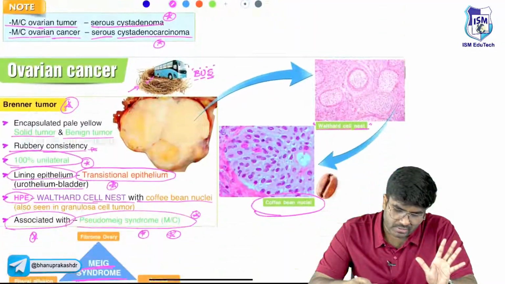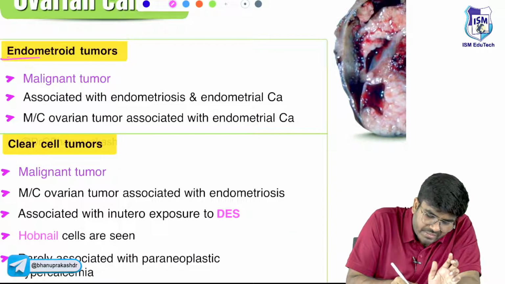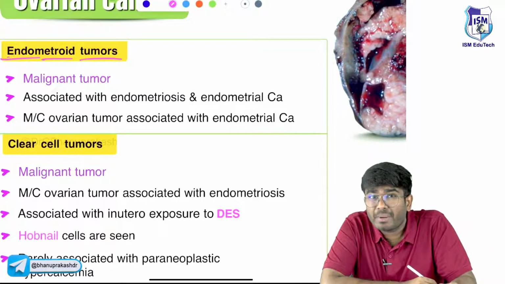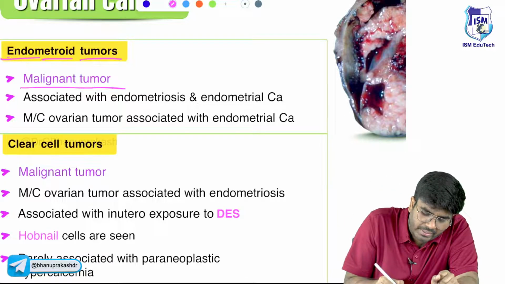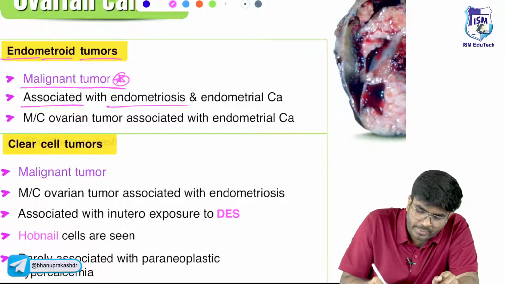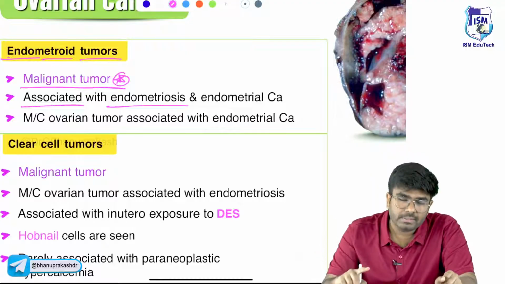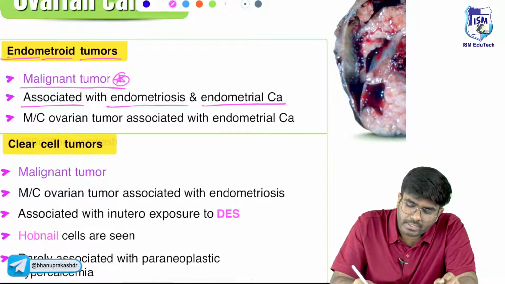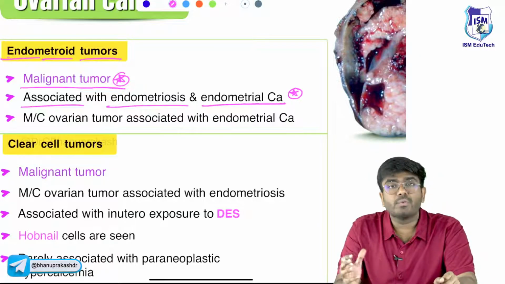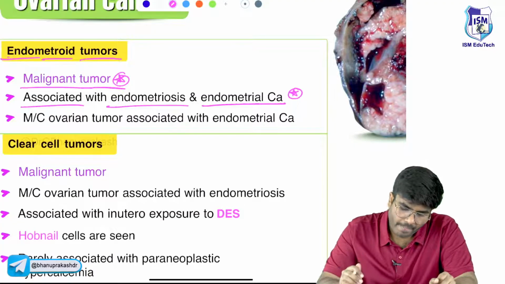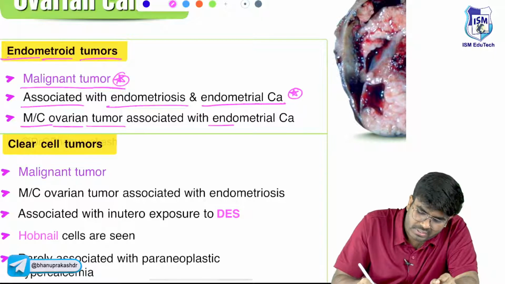Both these conditions are associated with something called endometriosis. The name itself says it: endometrioid tumors, endometrium-like ovarian cancer. It's a malignant tumor, no doubt, associated with endometriosis. I have told you, endometriosis increases the risk of endometrioid ovarian cancer. Those who have endometriosis and endometrial cancer can develop endometrioid ovarian tumors in the future.